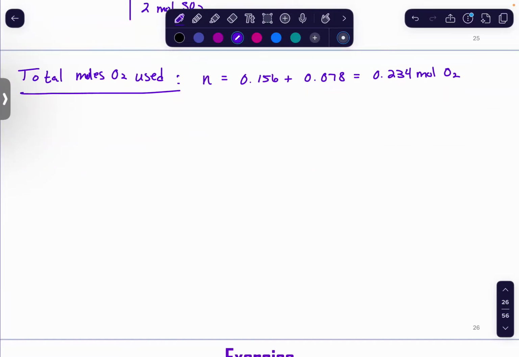Okay, now we can solve for the volume. Now let's see. PV equals nRT. Volume is what we're solving for. V equals nRT over P. Let's see, R has Kelvins, so let's just go ahead. So temperature is 350 degrees C plus 273. That's going to be 623 Kelvin.